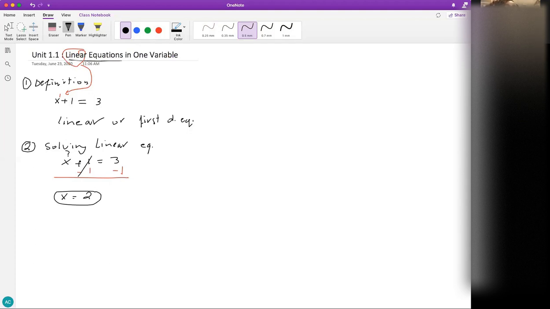Okay, a number plus 1 is 3. That number must be 2. And this is the actual way how to find it. So this is a simple one-step equation.